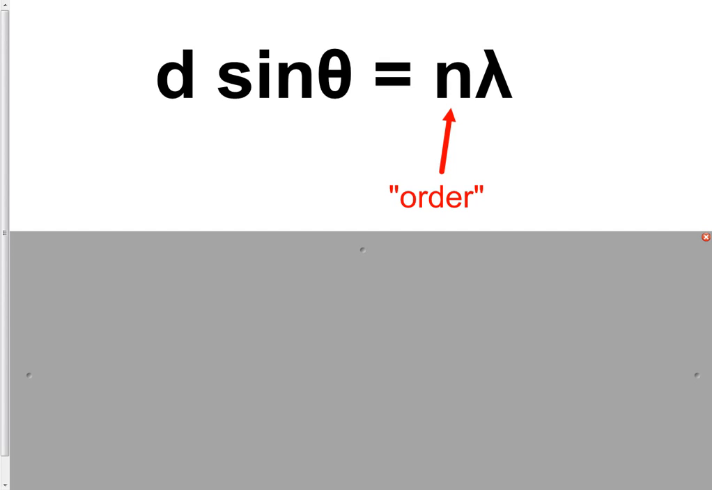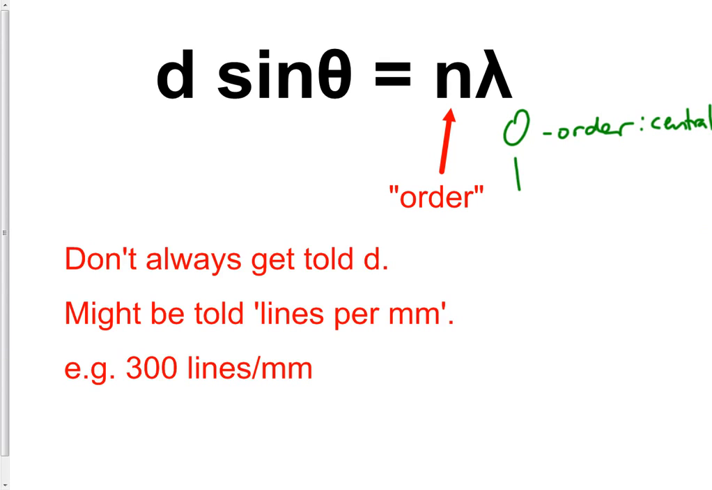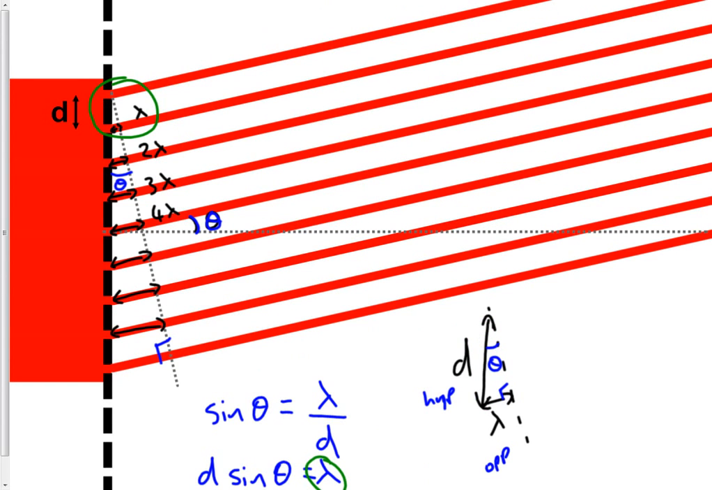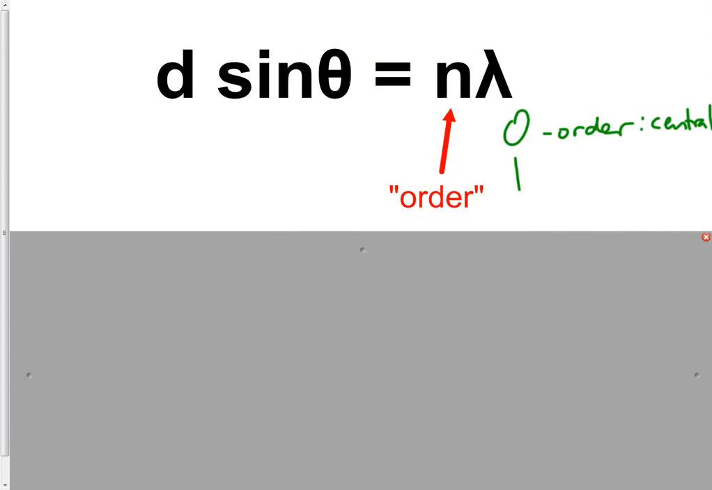Okay. Now the numbering system is important. The 0 order fringe, make that a big 0, the 0 order fringe is the central one. Okay. The first order, remember, this was the first fringe here off center. It was 1 wavelength difference each one. The second one was 2 lambda. So the first order is the first one off center. The second order one is the second one off center.